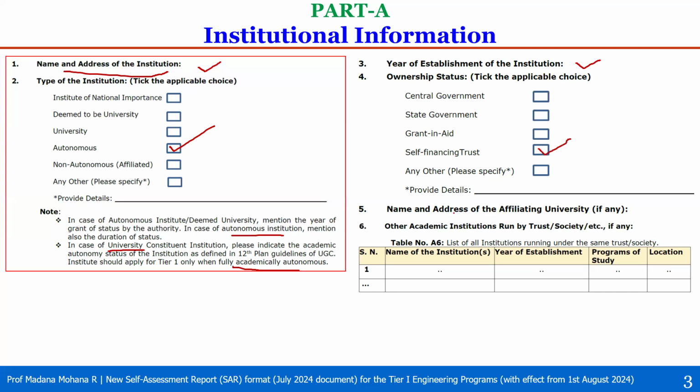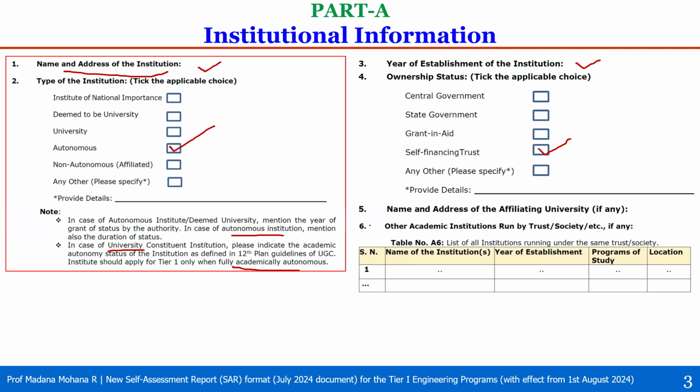The next point is the name and address of the affiliating university. Suppose your institute is affiliated to any university, provide the name and address. If yours is a university itself, then there is no affiliating university. Then, other academic institutions run by the trust or society, if any. If the same trust or society is running any other academic institutions, we have to provide the list in the table below.